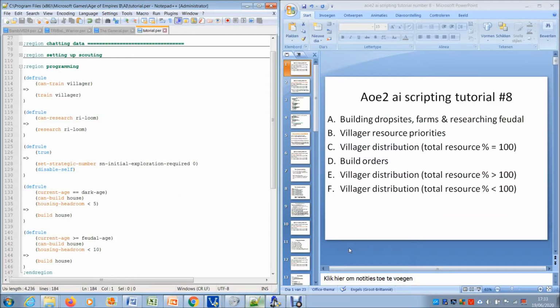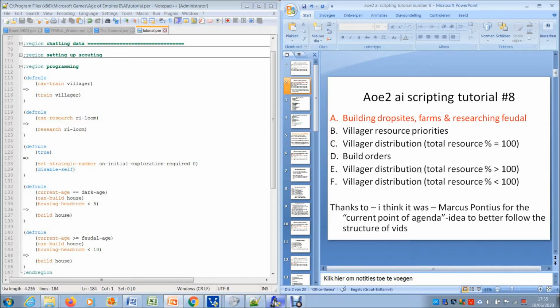In this video we're going to have a look at building drop sites, farms and researching feudal. We're going to have a look at the villager resource priorities. Also we're going to see how we regulate the villager distribution and make build orders, which will be very interesting, I think.